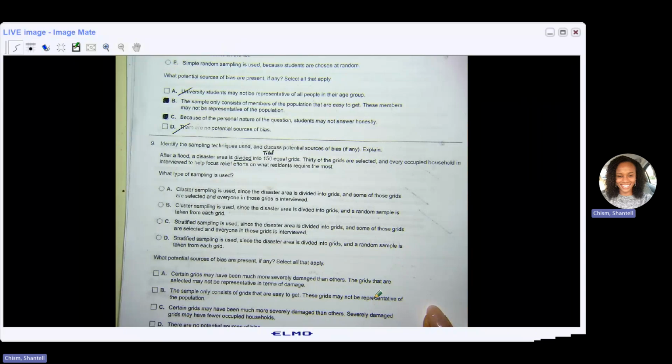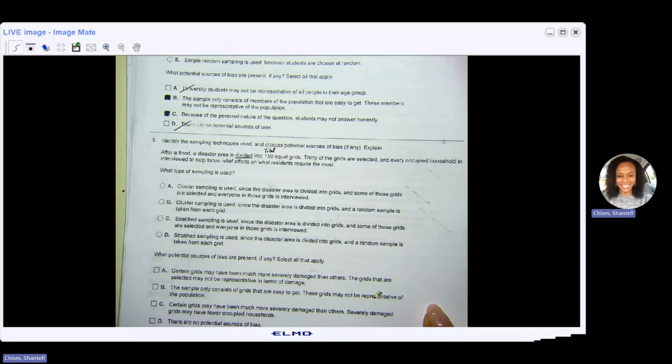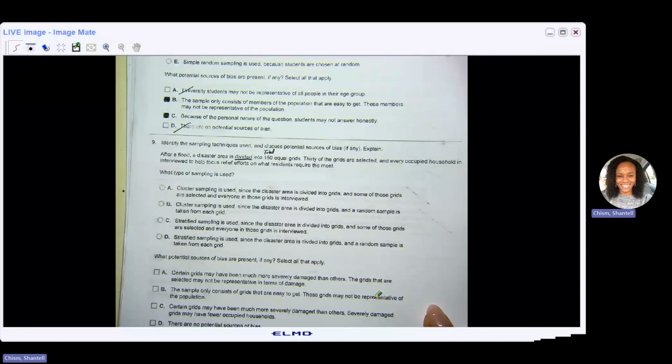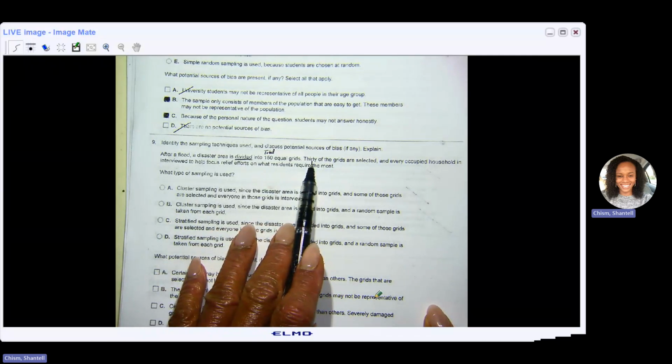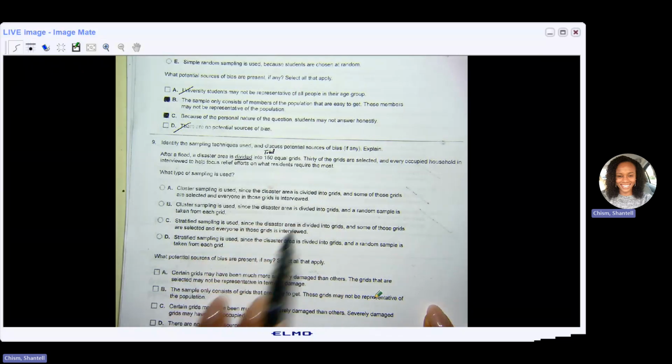When you don't have every group, because you're dividing it into grids, when you don't have every grid or group represented in your sample, then that is cluster, okay? When every group or grid is represented, it's stratified. So we know right away we've got 150 grids, but we're only selecting 30 of them. So this is going to be cluster.